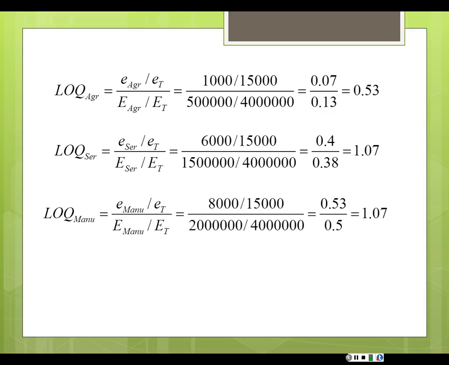So if you look across those three numbers, your region's economy is kind of weak in agriculture but stronger in service and manufacturing. That may indicate that your region's economy is kind of an urbanized economy other than a rural economy.